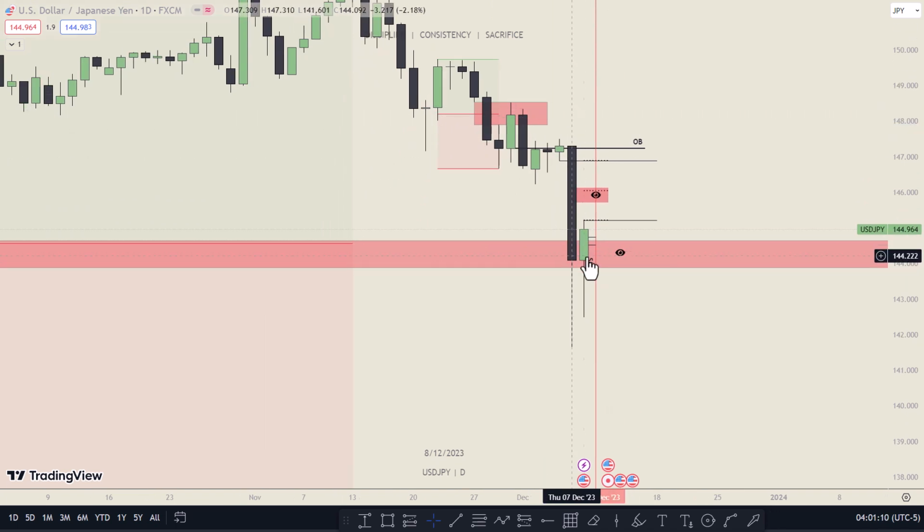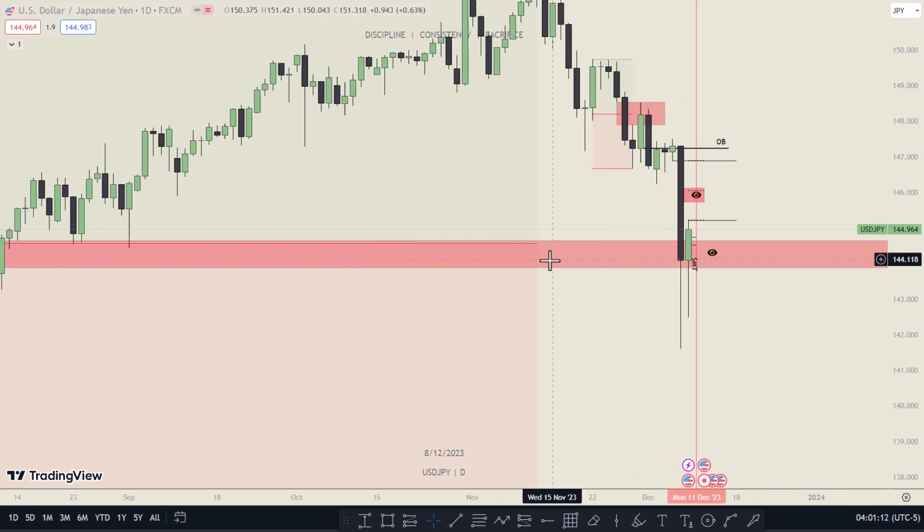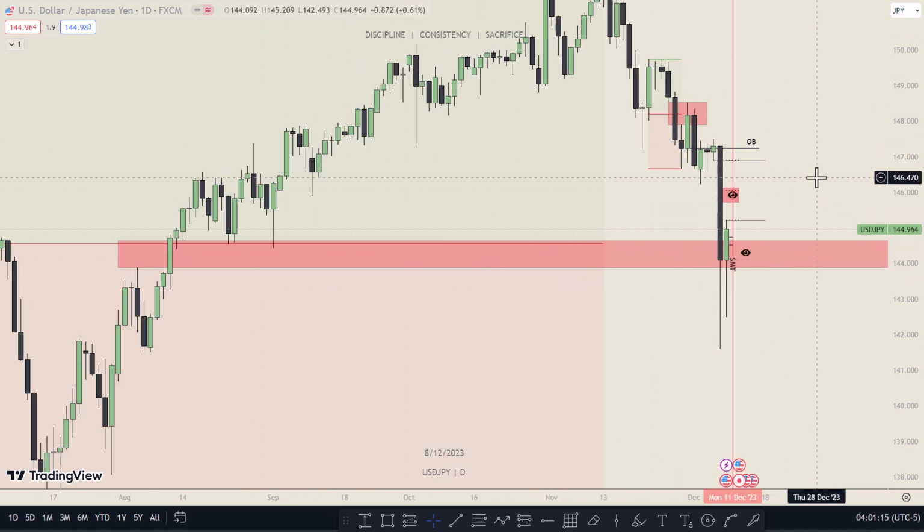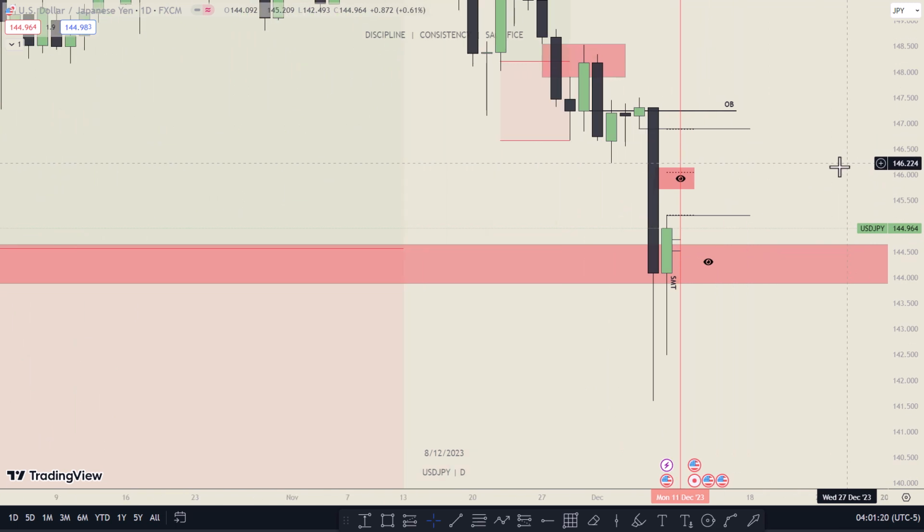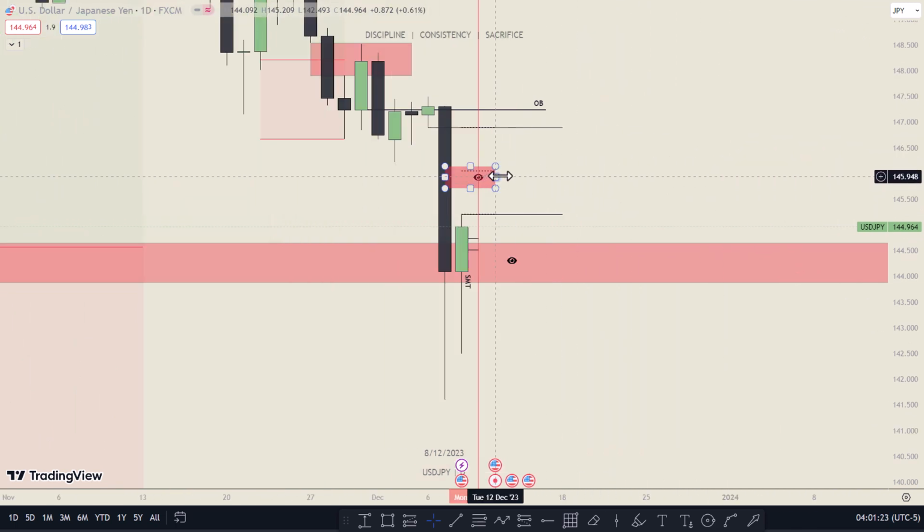And as you can see, the bodies of the candle stopped on this fair value gap, that weekly fair value gap. Now, the new draw on liquidity is this fair value gap right here, right? So I'm expecting a retracement to this fair value gap right here. So this one, as you can see on the daily.